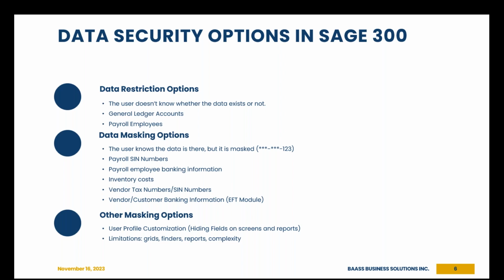If they tried to type in a GL account that wasn't assigned to them, it would simply tell them that the GL account doesn't exist, which is not entirely accurate, but from their point of view, it's like it doesn't exist. So the general ledger account option is quite flexible. So you can do it by range of accounts. You can do it by, again, department, division, location, et cetera.